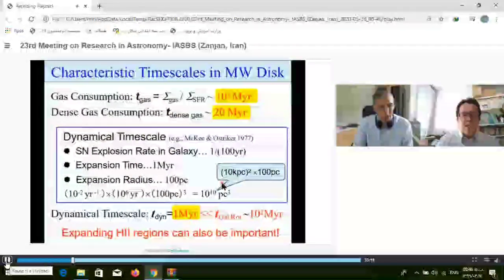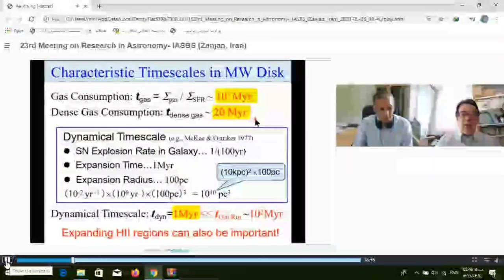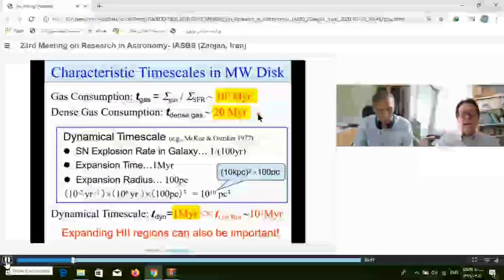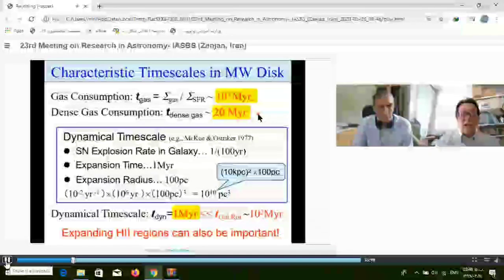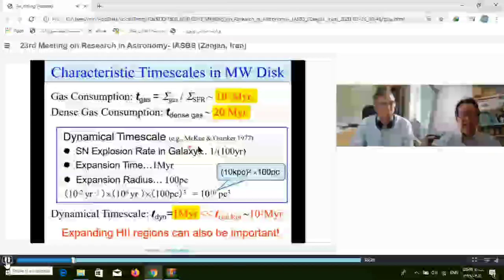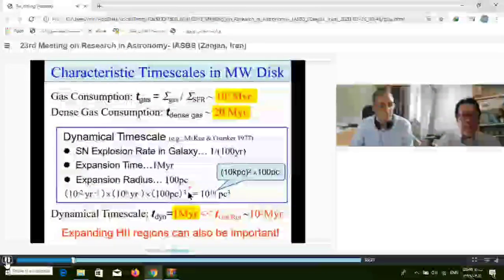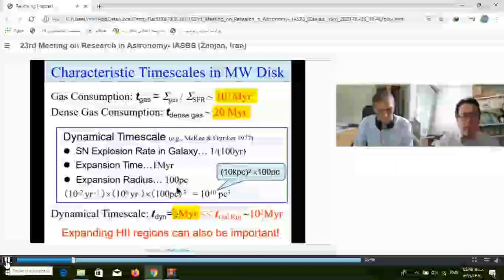I have explained 1 giga year and 20 million years. But we have to understand the basic timescale of the interstellar medium. That is the dynamical timescale. Following the classical popular discussion, we can obtain actually 1 million years. Let me explain briefly.